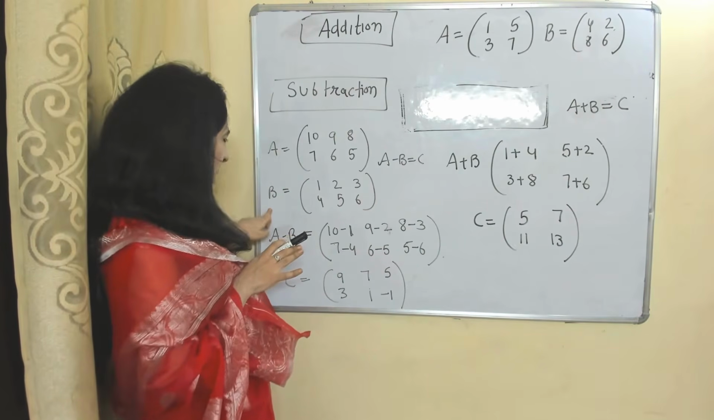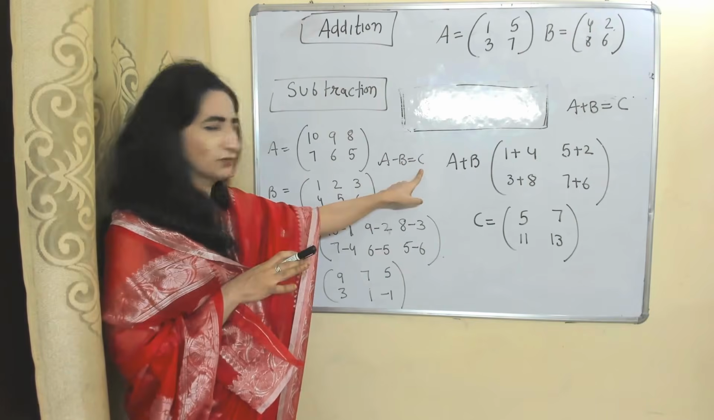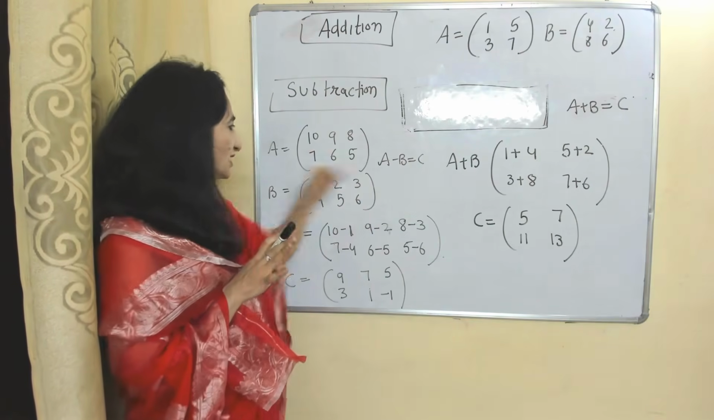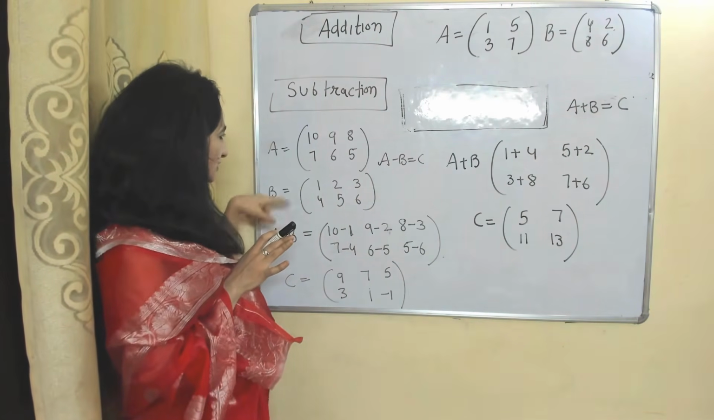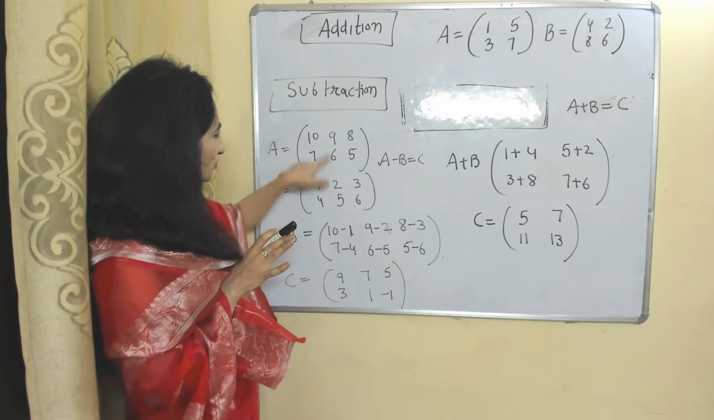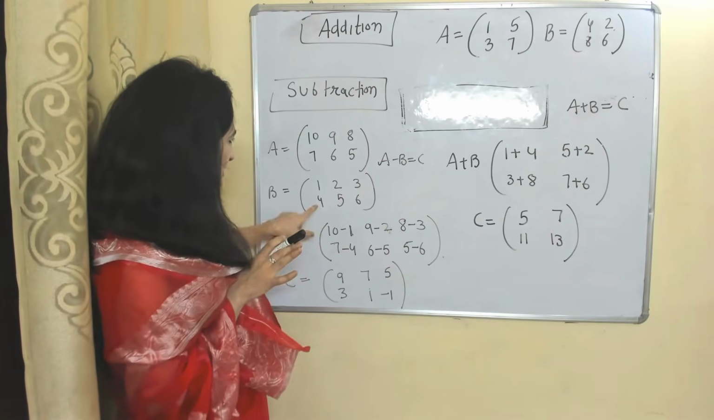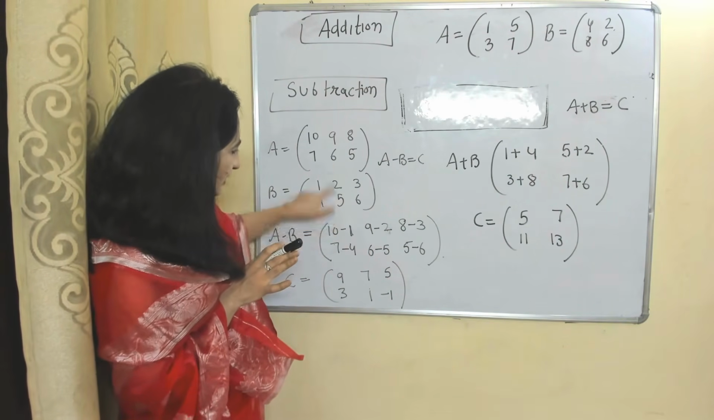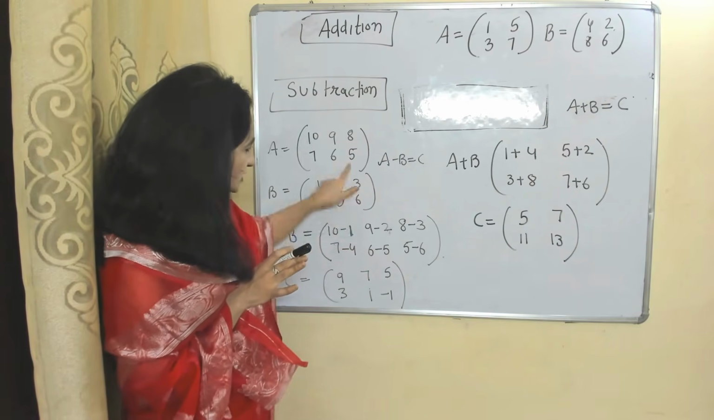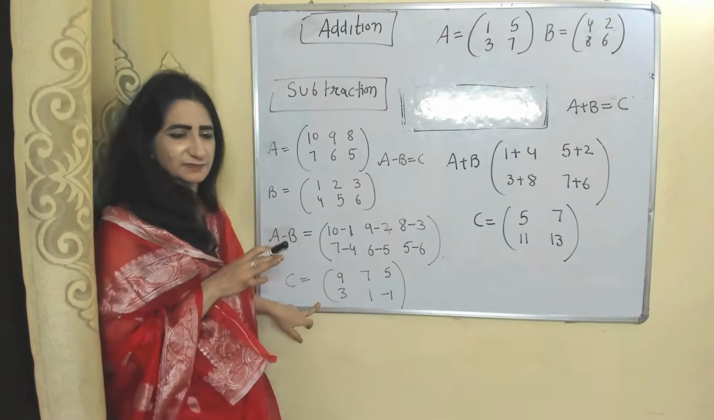Similarly we will do in case of subtraction. We have A and B matrix, and we have to subtract B from A and find a new matrix which will be called C. So we will subtract 1 from 10, 2 from 9, 3 from 8, 4 from 7, 5 from 6, 6 from 5, and find a new matrix C.